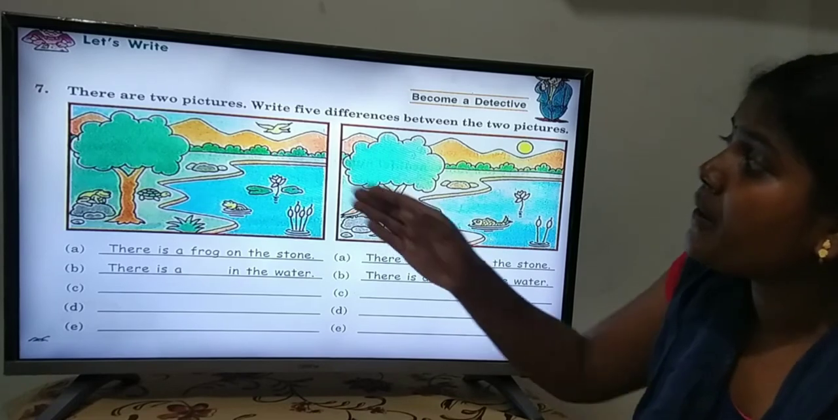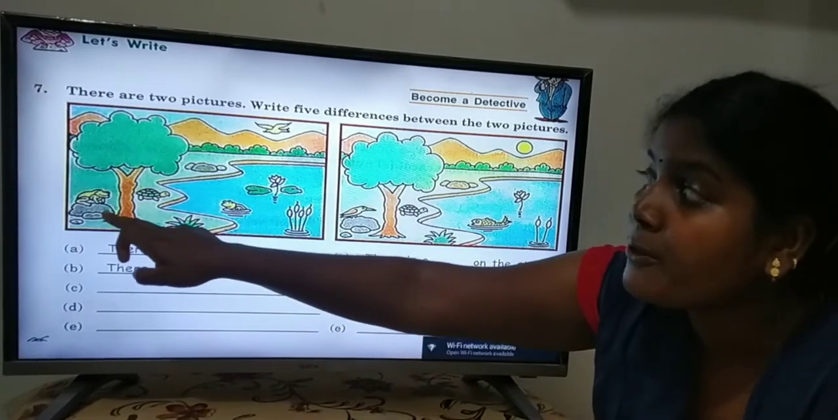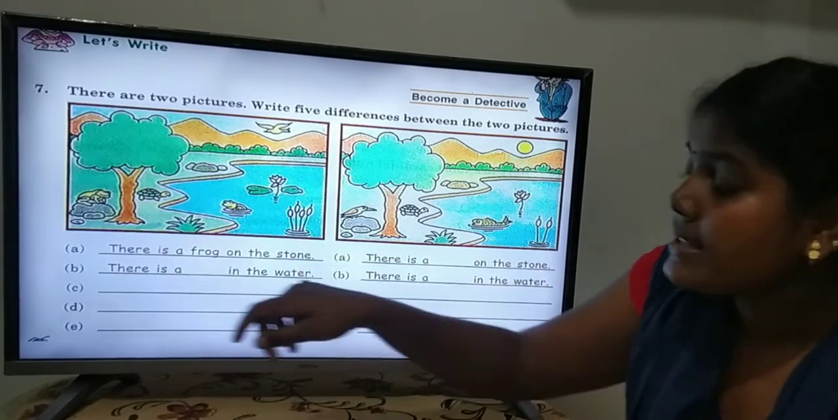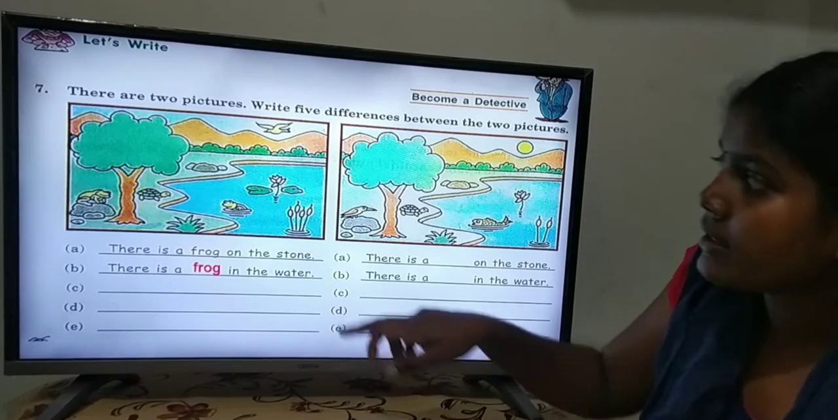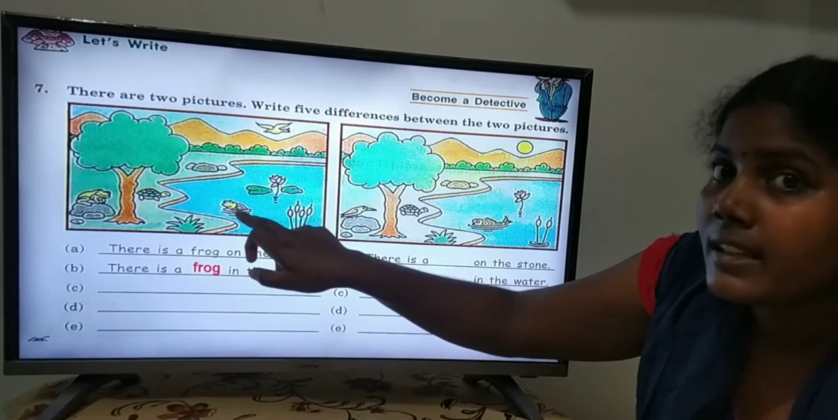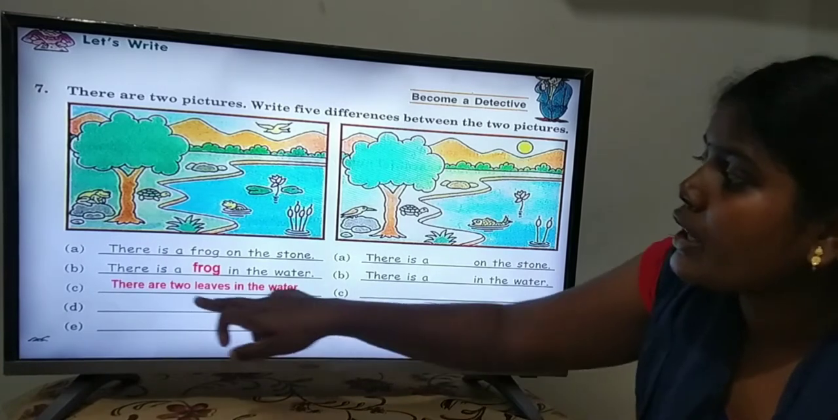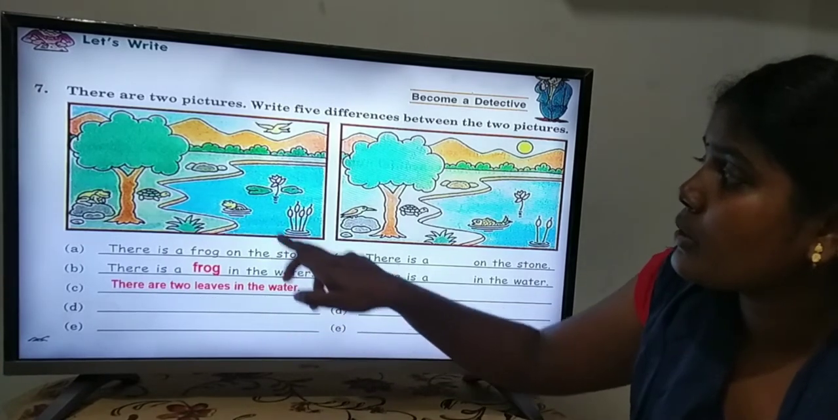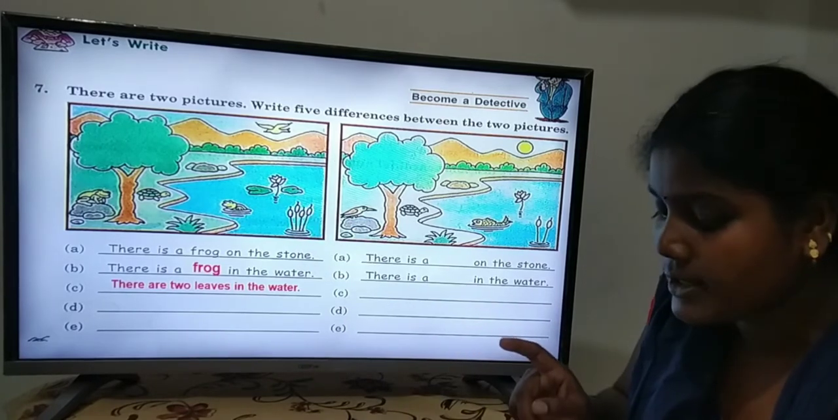In the first picture, there is a frog on the stone. Second sentence, there is a frog in the water. So this is the frog. And third sentence, there are 2 leaves in the water. So here one, here one. There are 2 leaves in the water.